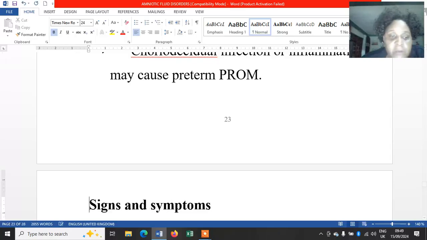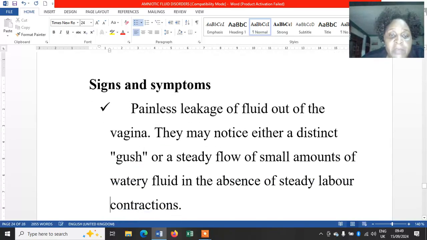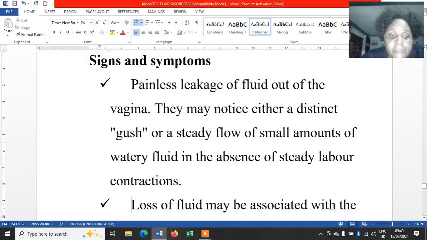Signs and symptoms of premature rupture of membranes. The mother will report painless leakage of fluid out of the vagina. They may notice it as either a gush, and these mothers will report with wet clothes, or a steady flow of smaller amounts of watery fluids in absence of labor. So these mothers may also come in with pads and report changing pads frequently. So it may be one of the signs of premature rupture of membranes.